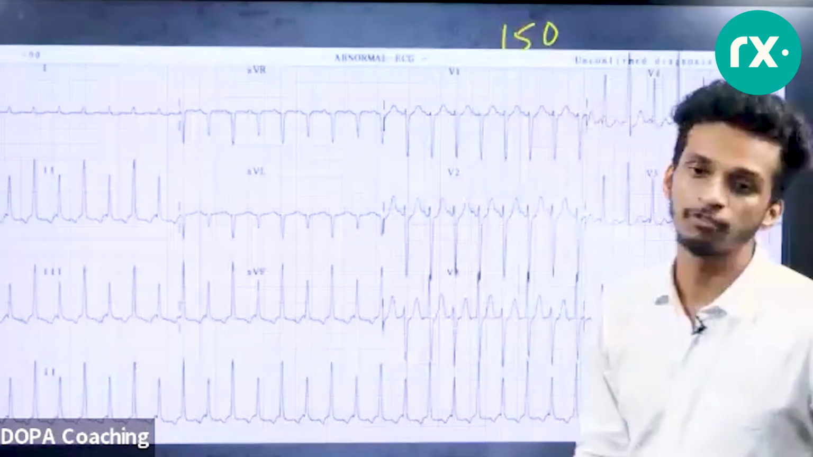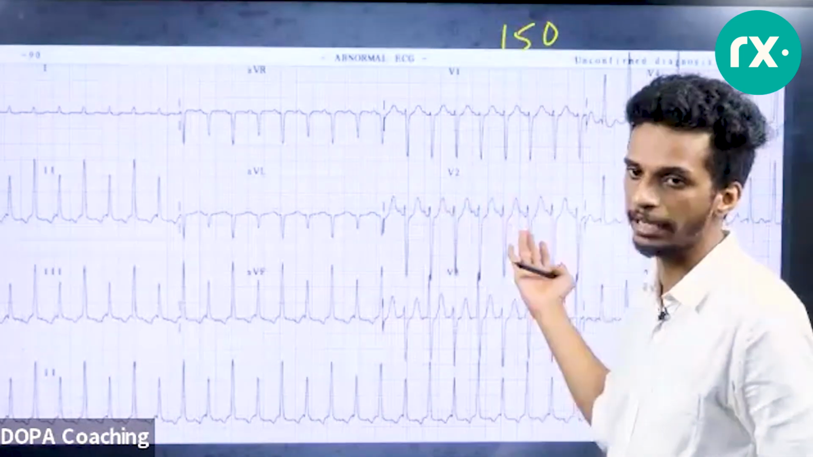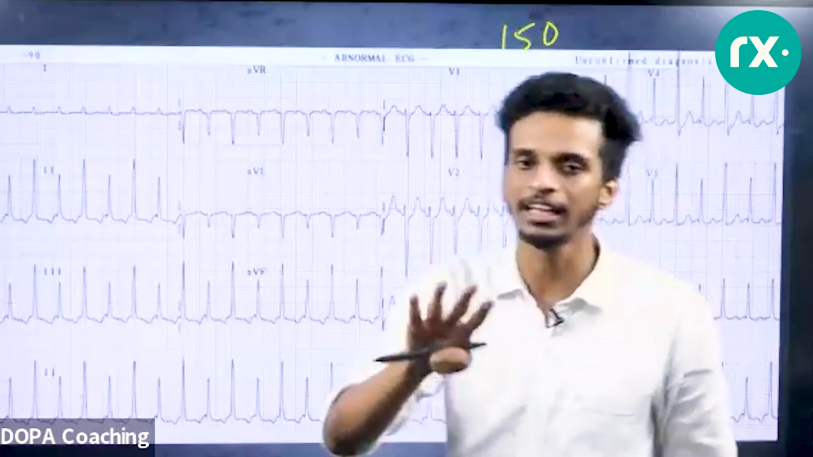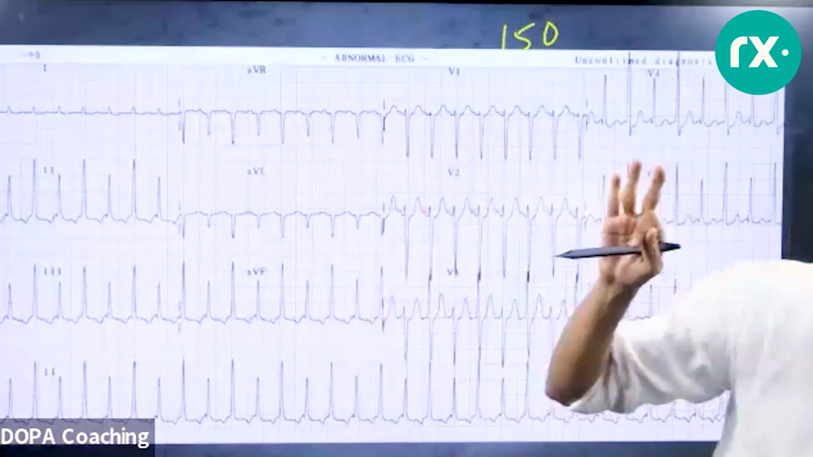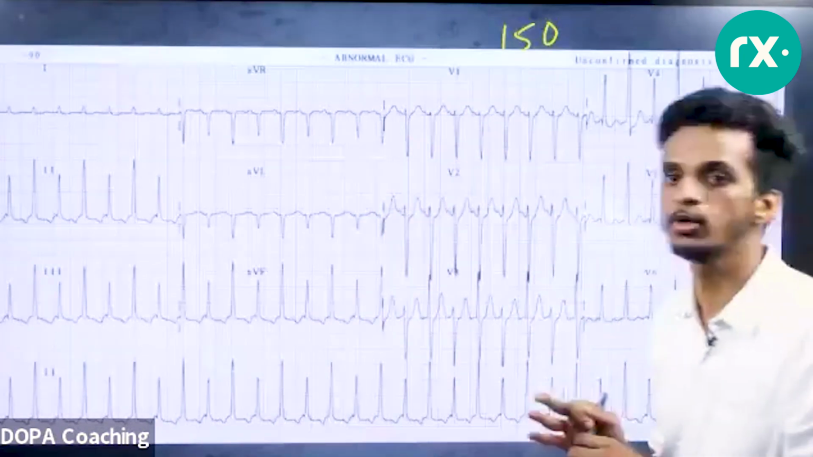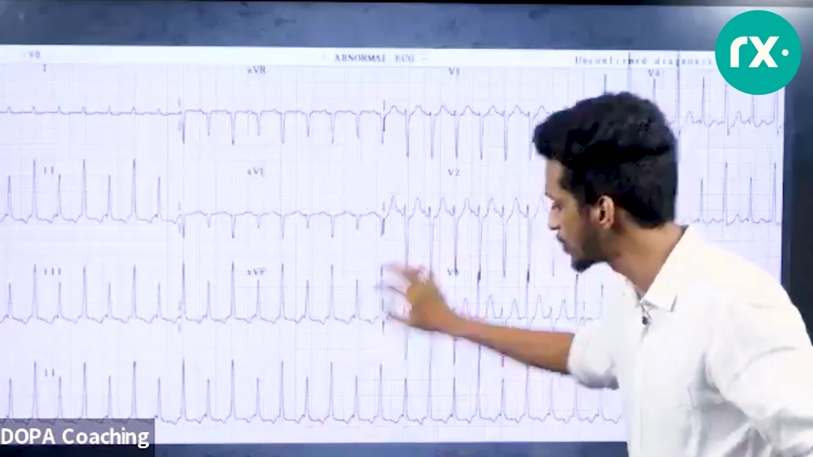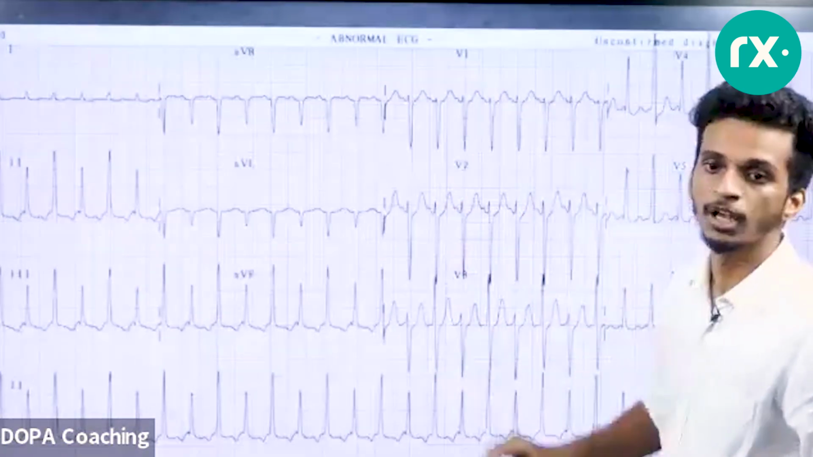And whenever I see 150, I know this ECG is in tachycardia. And whenever I see tachycardia in an ECG, the 3 most important things that come to my mind are: one is sinus tachycardia, one is SVT, and one is VT.